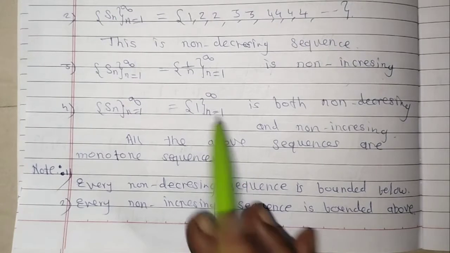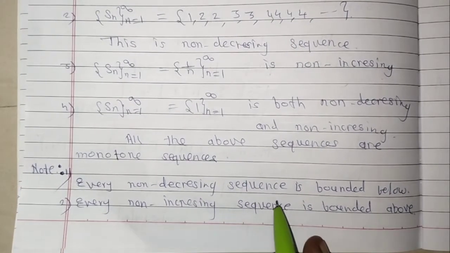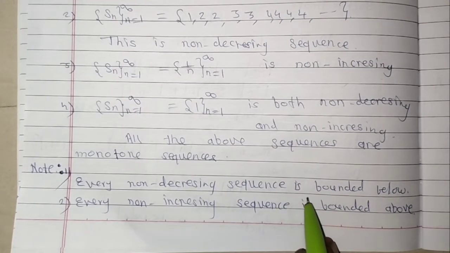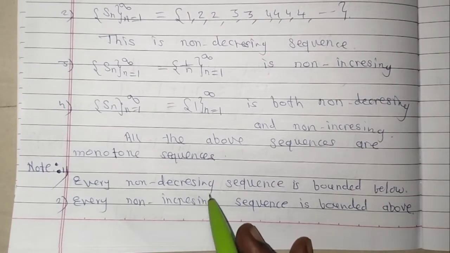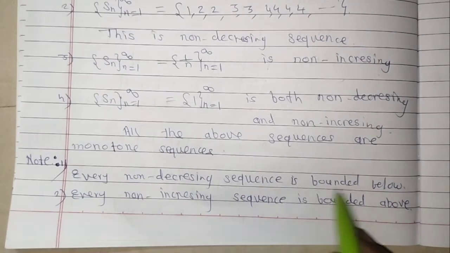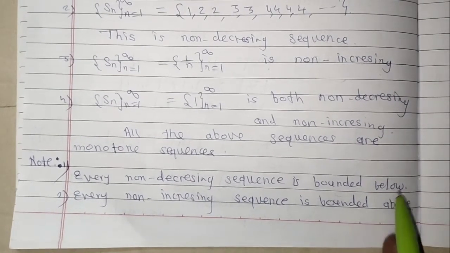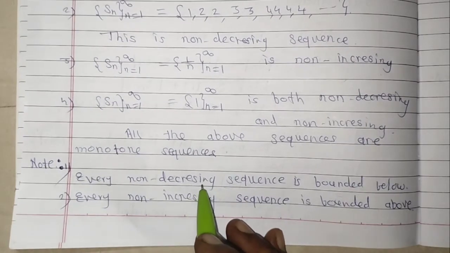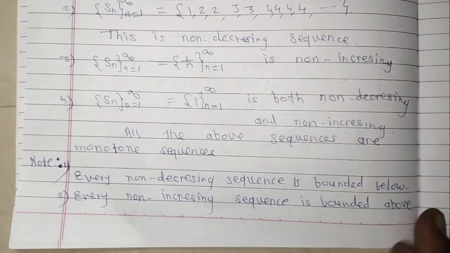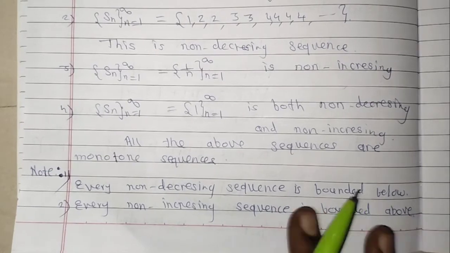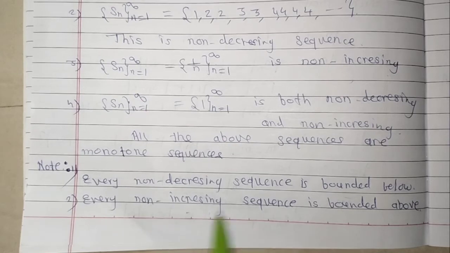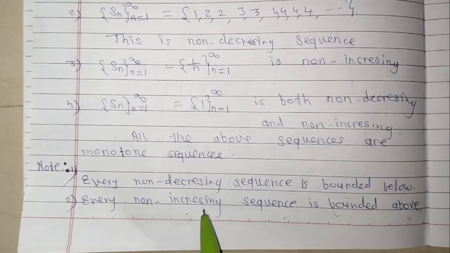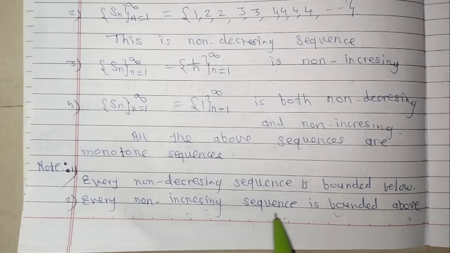Now consider note 1. Every non-decreasing sequence is bounded below. Non-decreasing means an increasing sequence is always bounded below. The second note is: every non-increasing sequence is bounded above. Non-increasing means a decreasing sequence is bounded above.